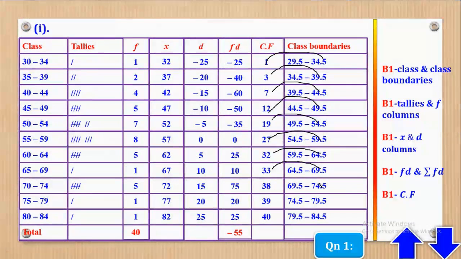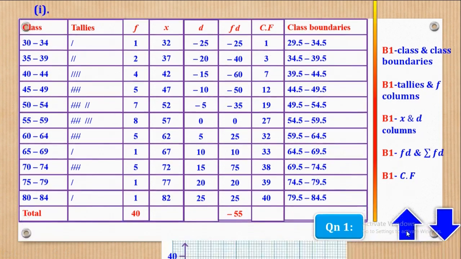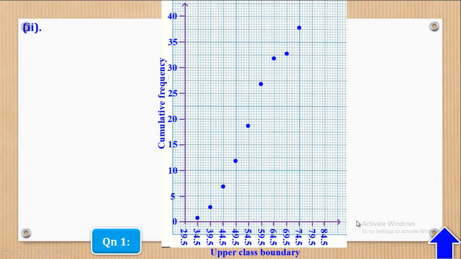The next is 74.5 corresponding to 38, 79.5 corresponds to 39, 84.5 corresponds to 40. So we have 38, 39 and 40. So you come here and put 38, 39 and lastly 40. Next is to draw a smooth curve through all these points, but you have to start from the origin. So let's do that. It has to be smooth, as you can see it.